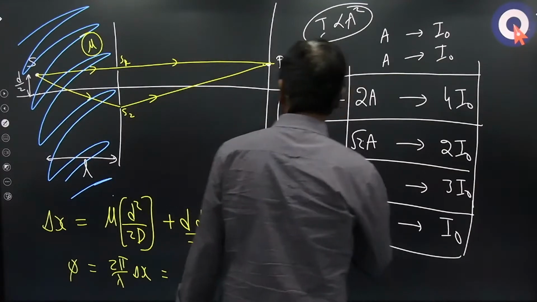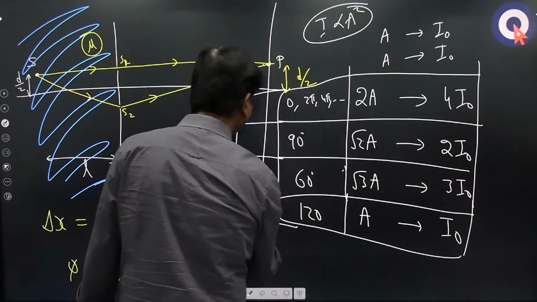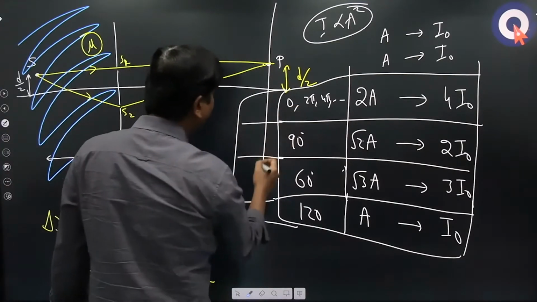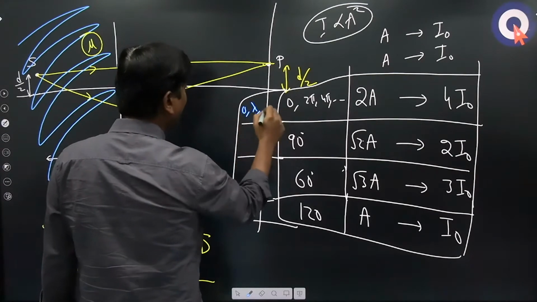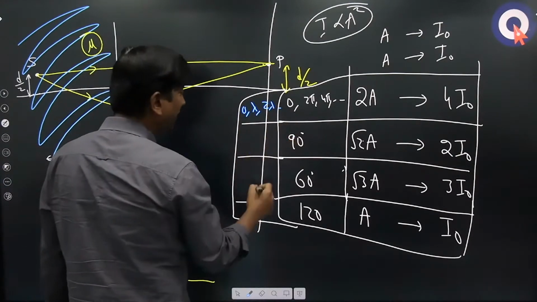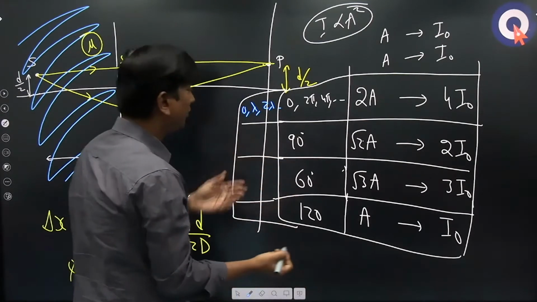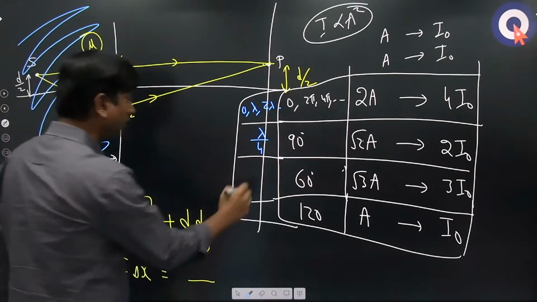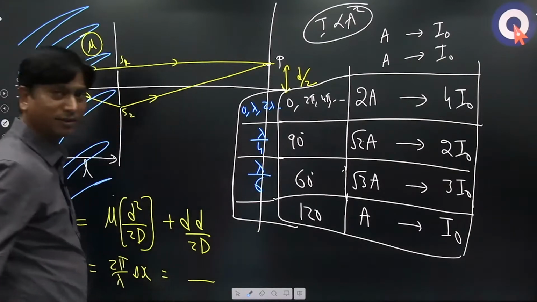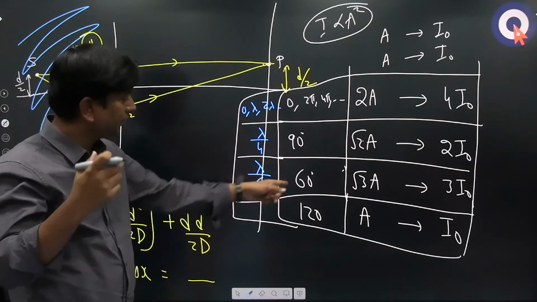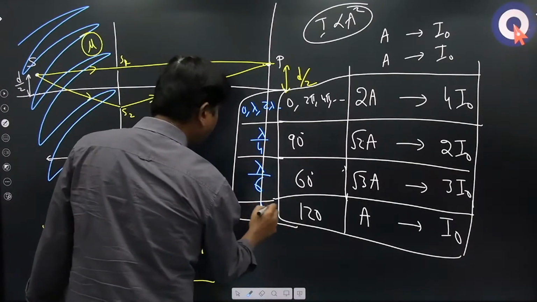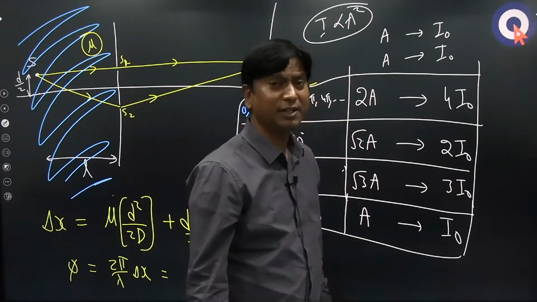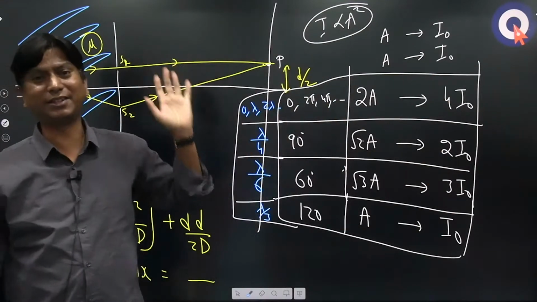Here let me write the path differences also. So the path difference will be, here you will get 0, 2 pi means lambda, 4 pi means 2 lambda and so on. And here for 90 degrees, see, for 2 pi it is lambda, right? So for 90 automatically lambda by 4, okay? And for 60 it is lambda by 6, because 2 pi by 6, 360 by 6, okay? And this is lambda by 3 here. So these are the path differences, these are phase differences, these will be the resultant amplitudes, and these will be the resultant intensities.